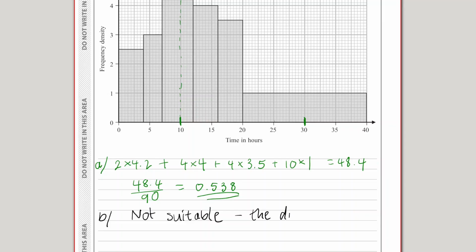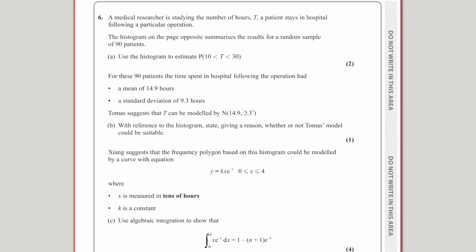So the distribution is not symmetrical. And Zhang suggests the frequency polygon based on this histogram could be modeled by a curve with equation y equals kx times e to the power of negative x, with x 0 to 4, where x is in tens of hours, so it's 0 to 40 hours.